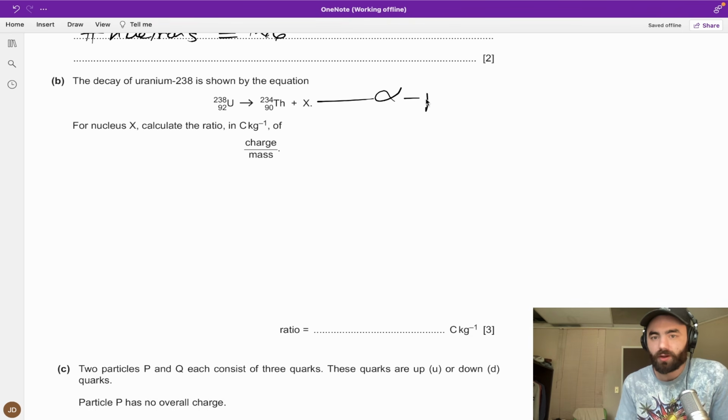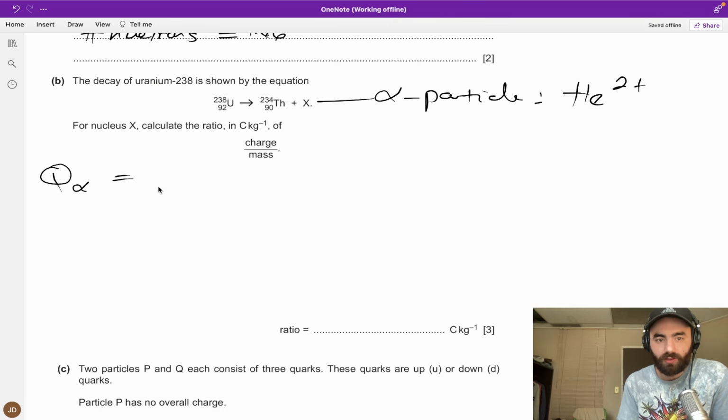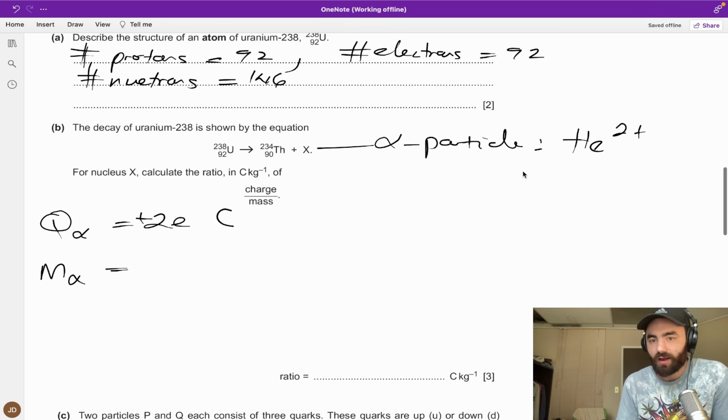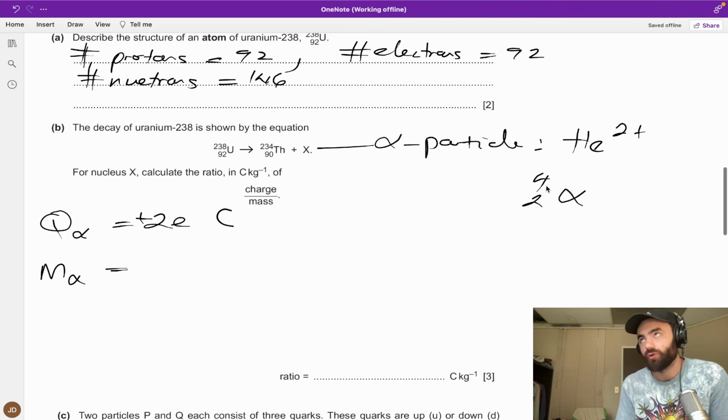Okay, and so what is an alpha particle? Well, as I described in the worksheet, this is a helium nucleus, helium 2+. So it has a charge. The charge of this alpha particle, Q alpha, is going to be plus 2e coulombs. And the mass of this alpha particle is going to equal this thing here. An alpha particle has 4 nucleons, so 2 neutrons and 2 protons, and in fact, 0 electrons.